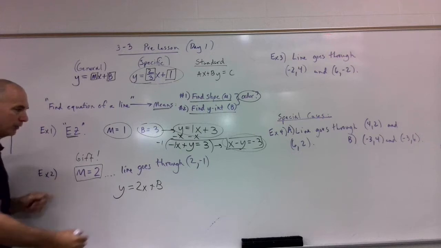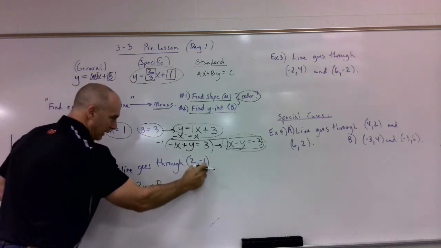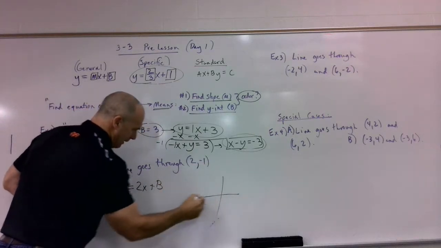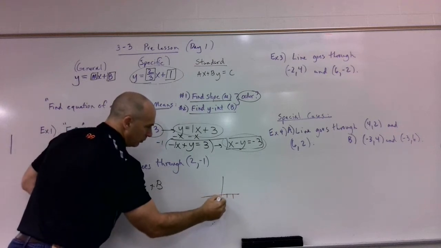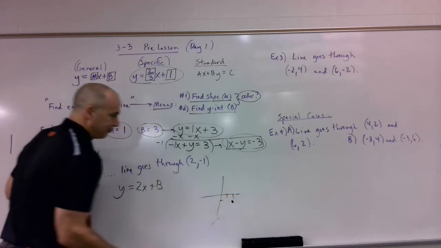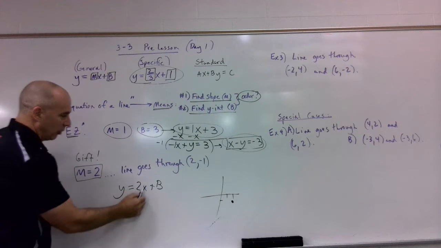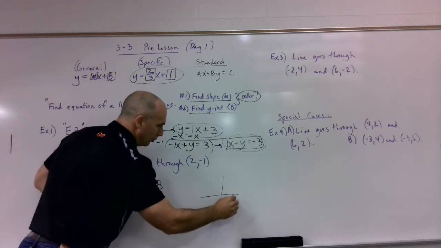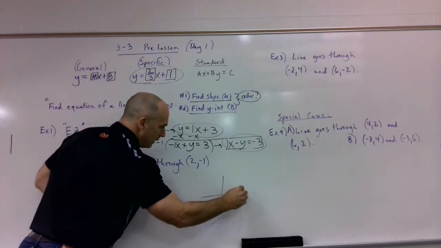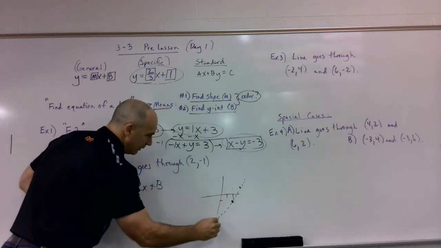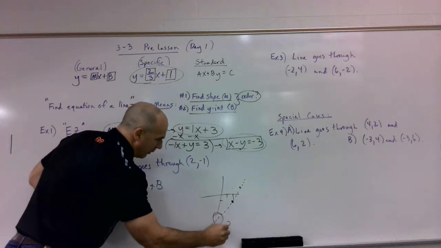What we do know is that this line goes through this point. Now, if you needed a visual image of this, it'd be 1, 2, there. And see, the slope is 2. So I'd go up 2, right 1, and I'd get a little visual image. My y-intercept is down here.